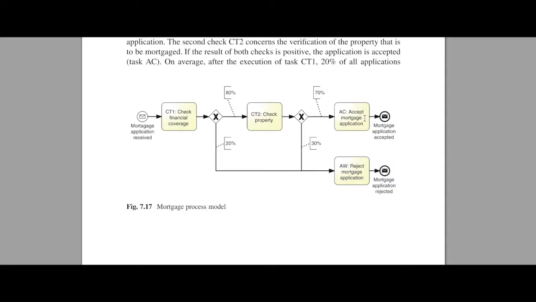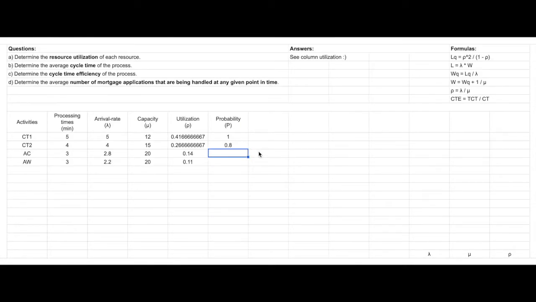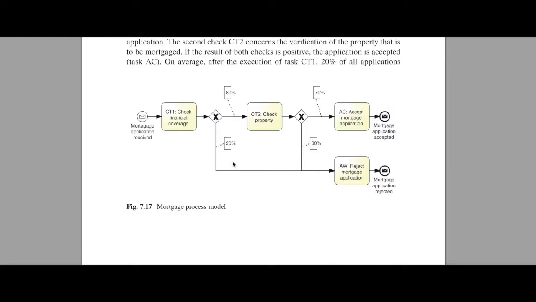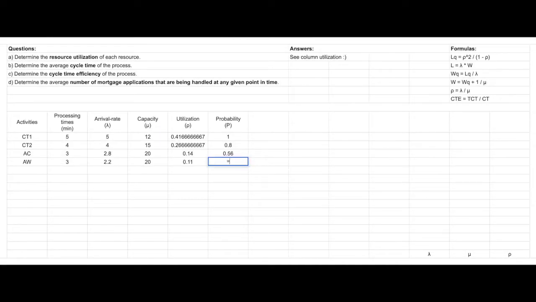The probability of AC is 70% from 80%. And the probability of any case to be served by AW is 0.2 from 100%. It's 0.2 plus 30% from 80%.